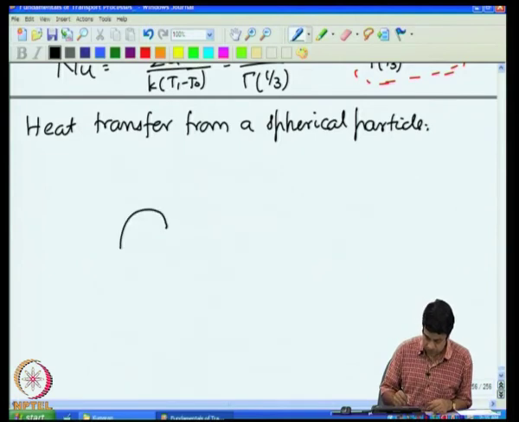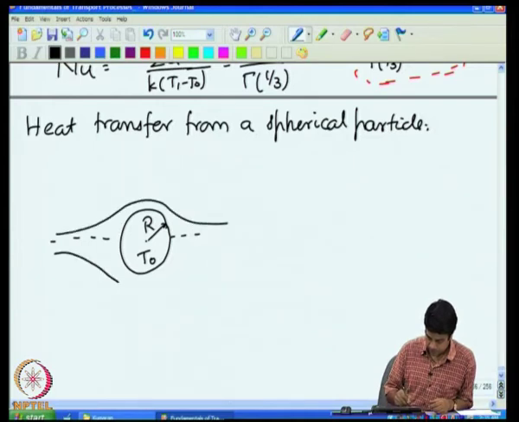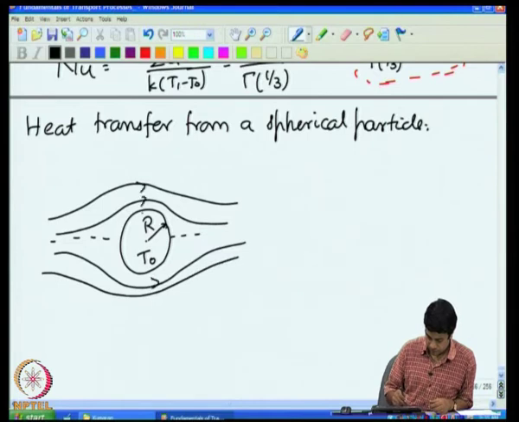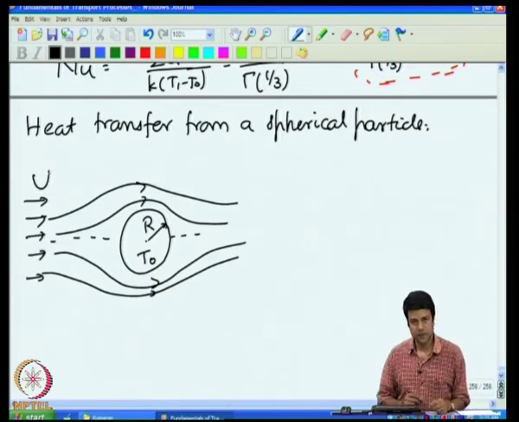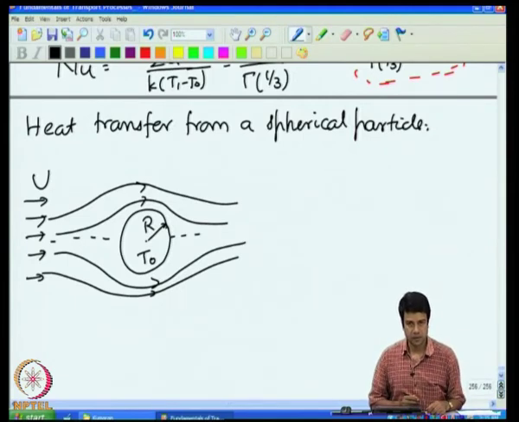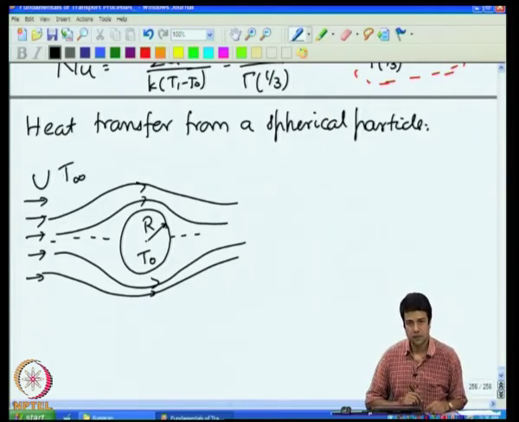So we have a particle of radius R, which is at temperature T naught, and there is fluid flow around the particle. Far upstream, the fluid has some velocity U. The fluid velocity is U far upstream of the particle. The temperature far away from the particle is T infinity. And one would like to know what is the heat flux due to the flow as well as thermal diffusion from the particle.